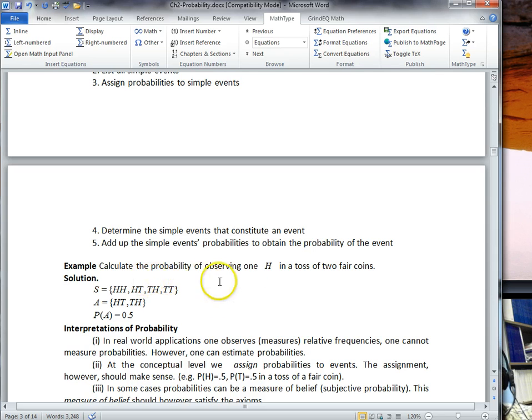Now I want the probability of observing one head. So my event A should have one head in it. There are 2 heads here, that's not in A. 1 head here, that's in A. 1 head here, that's in A. That's not in A. So A has 2 elementary events. P of A then equals 1/4 plus 1/4, which is half. Right?